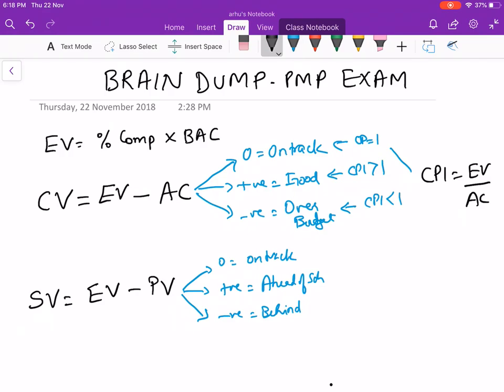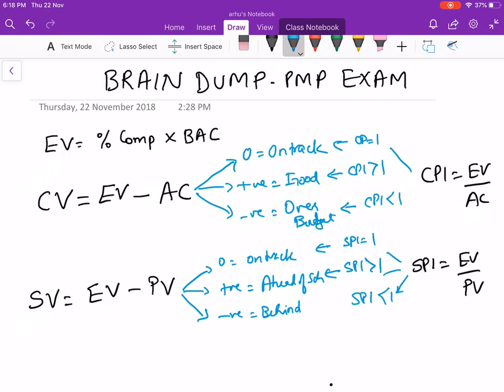Similarly, for schedule variance there is the schedule performance index. SPI is equal to earned value divided by planned value. Again, you have got three scenarios over here. If your SPI is equal to 1, you're on track. If your SPI is greater than 1, you're ahead of schedule. If your SPI ratio is less than 1, you are behind your schedule and you need to be worried. What will you do to get back on schedule? So those were the variance formulas.